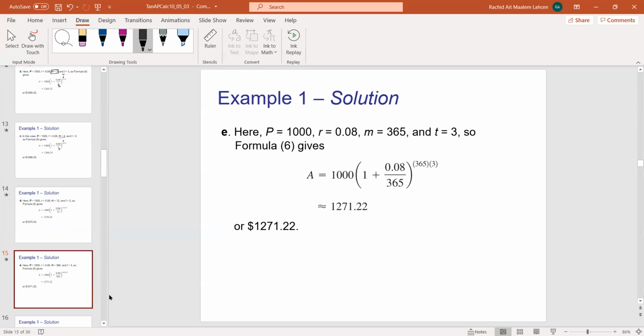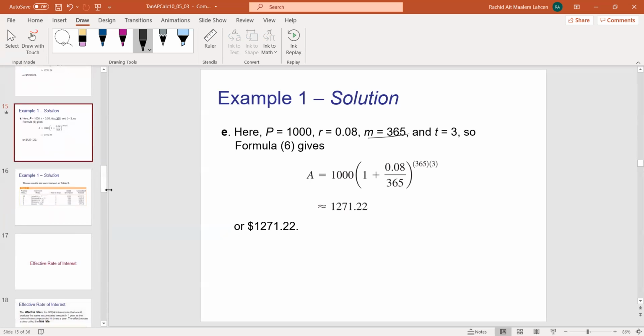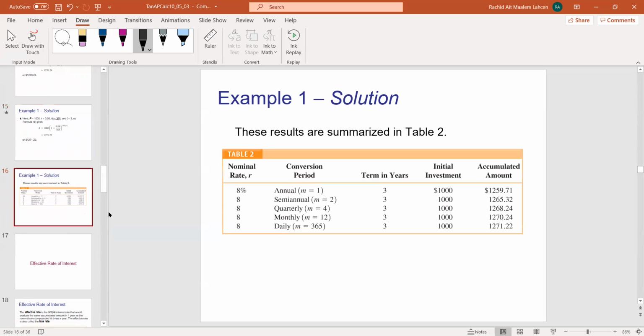And same here for daily, 365. That's going to be more expensive. And you can see here what's going to happen is we have the 8% each time, right? And depends on how this thing is compounded. And we have the same period, 3 years. And we have the same investment, 1,000. And you see what it generates. Not the same, right?